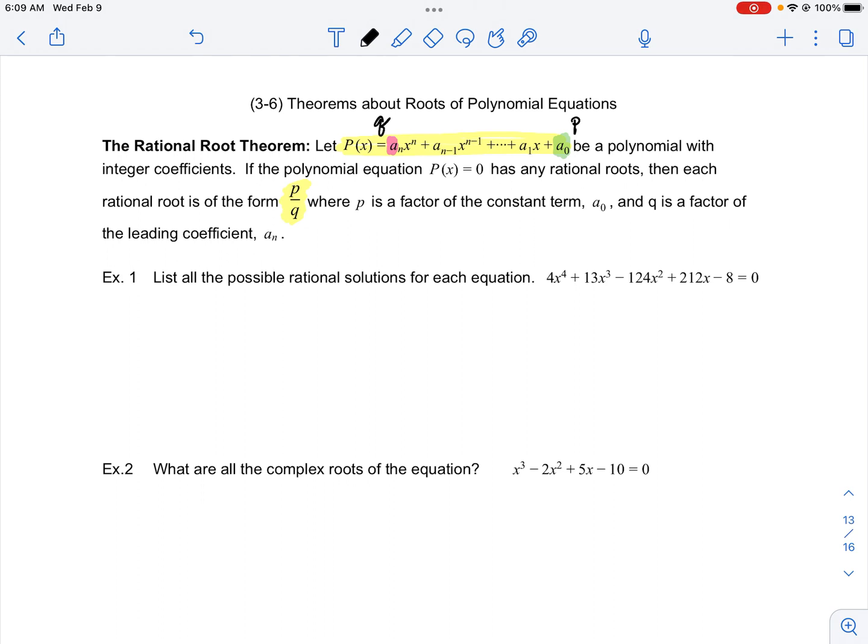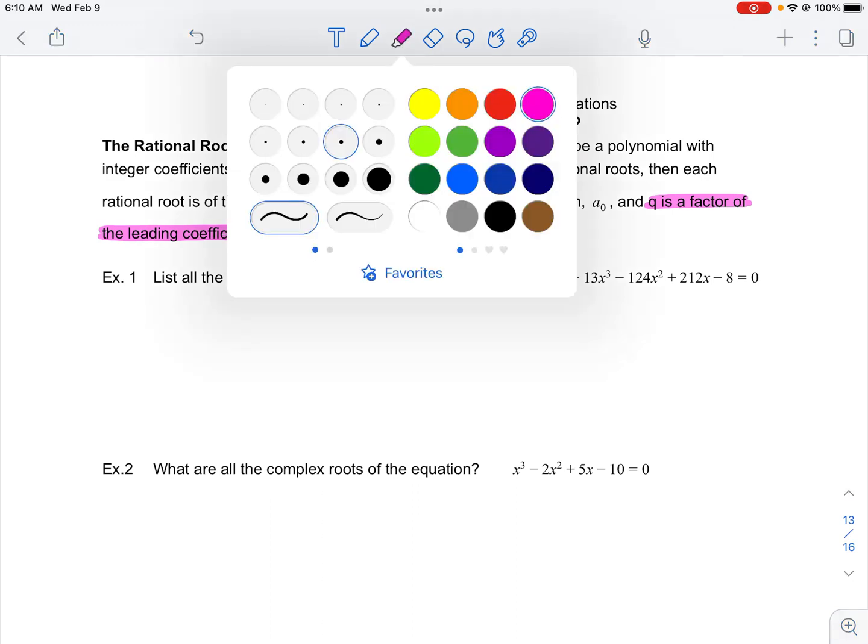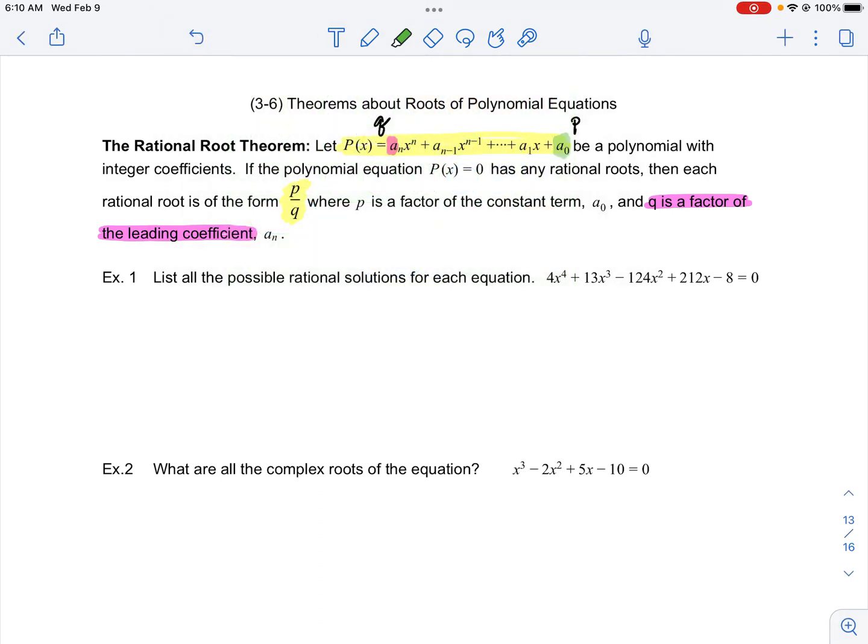So those are the pieces that you'll want to identify, again, once it is in standard form. So the Q that we're going to be looking for is the leading coefficient, and we're going to be looking for the factors of that. We'll also be focusing in on our P, and the P is going to be the constant term and the factors of that constant term.